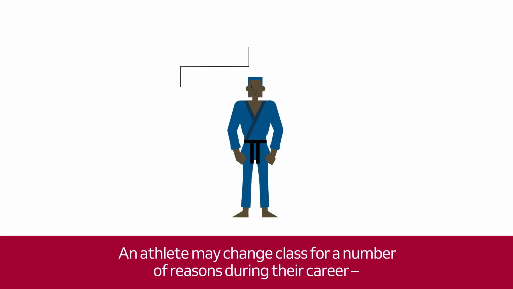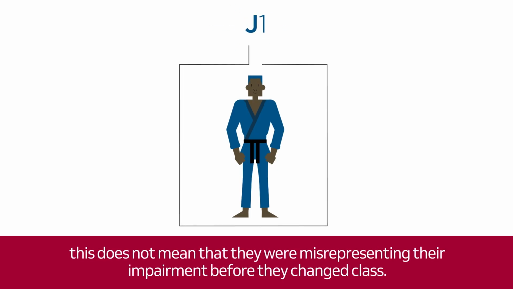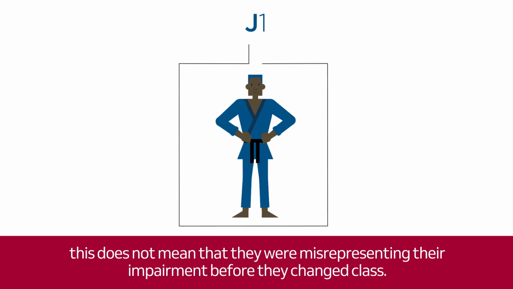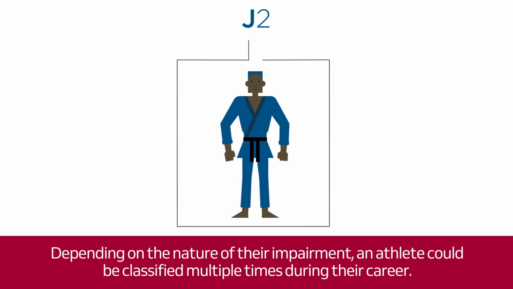An athlete may change class for a number of reasons during their career. This does not mean that they were misrepresenting their impairment before they change class. Depending on the nature of their impairment, an athlete could be classified multiple times during their career.